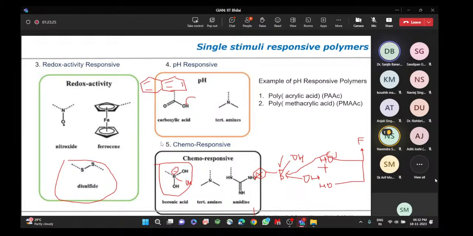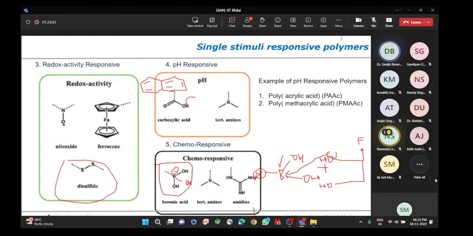Please raise your hand. Okay, Navtej, please unmute. Excuse me, sir, you explained that in the case of carboxylic acid, when the aromatic ring is attached, that is hydrophobic, fine. With increase in pH, the solubility will increase. But what about the tertiary amine? With decrease in pH, more NR3 will get protonated, forming an ammonium cation, and it will become more soluble.